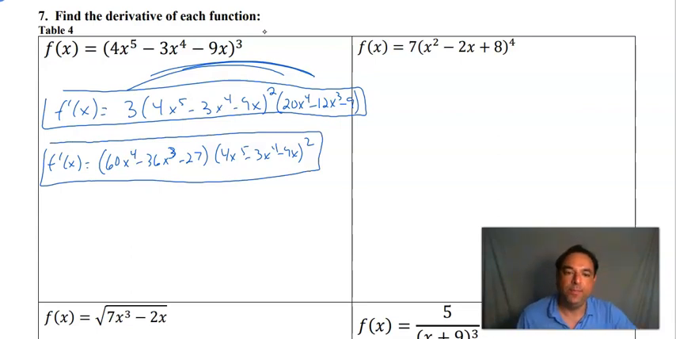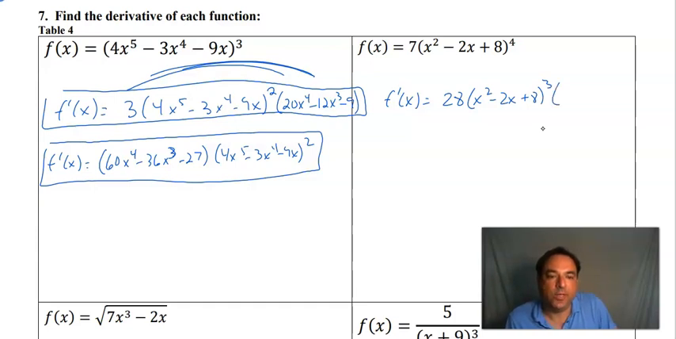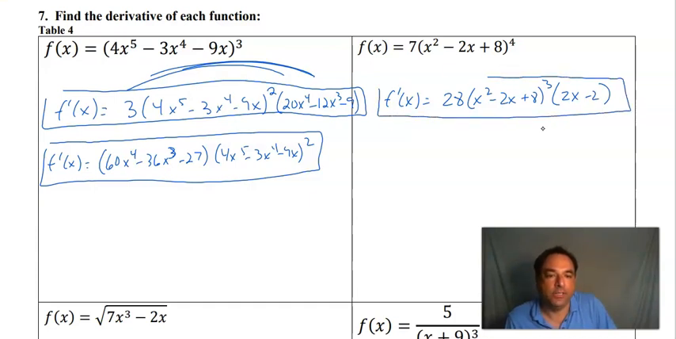Okay, so that's the first one. The second one, we have 7 times x squared minus 2x plus 8 raised to the 4. So again, the 4 is going to go to the front, but there's already a 7 there, so 4 times 7 is 28. The inside stays the same, x squared minus 2x plus 8, 4 minus 1 is 3. Times the derivative of the inside: the derivative of x squared is 2x, derivative of minus 2x is minus 2, derivative of 8 is 0. So again, we can leave it totally like that. That would be correct. That would be chain rule.